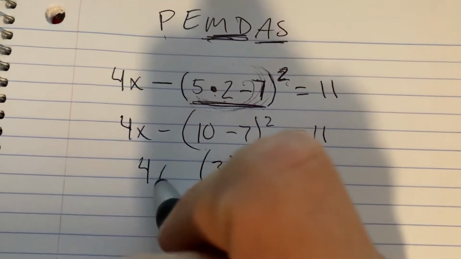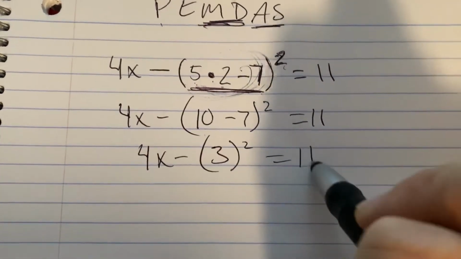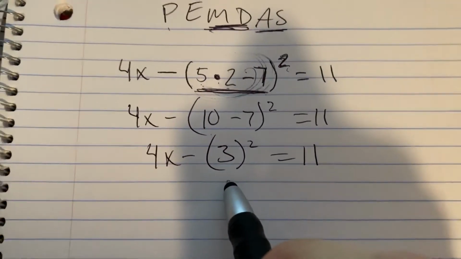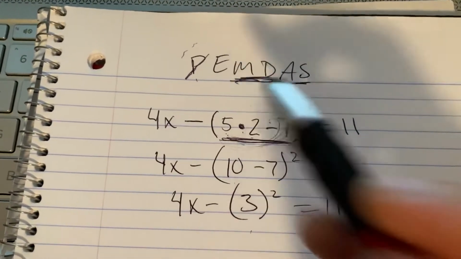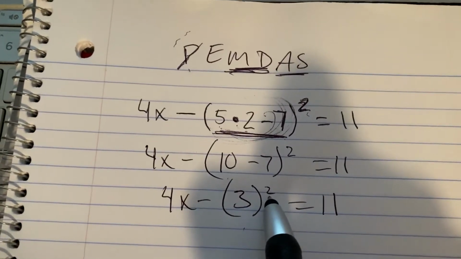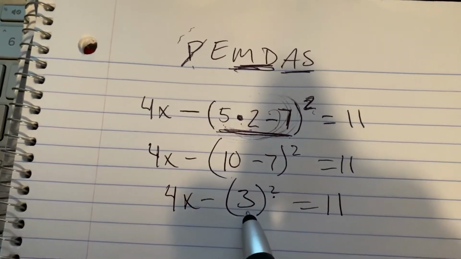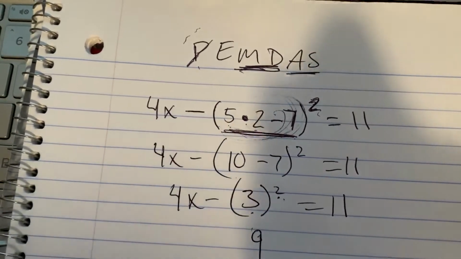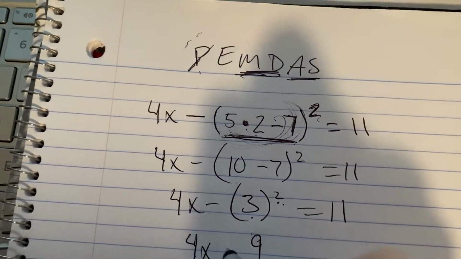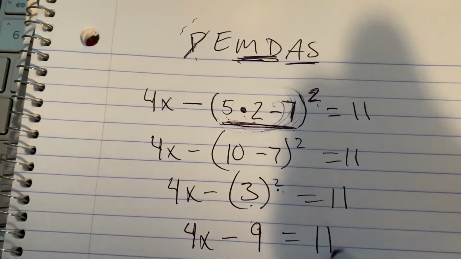And now that we have simplified the parentheses, we can move to the exponents. We do have an exponent here, right? So we have 3 squared, 3 times 3, which is 9. So we have 4x minus 9 equals 11.